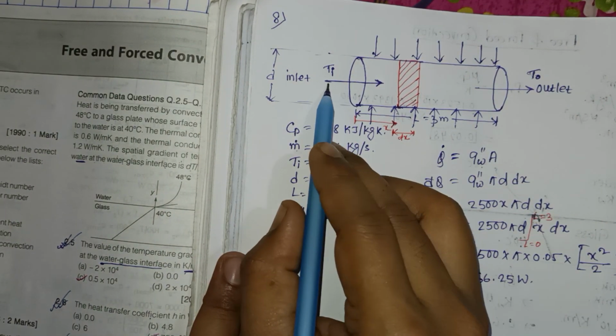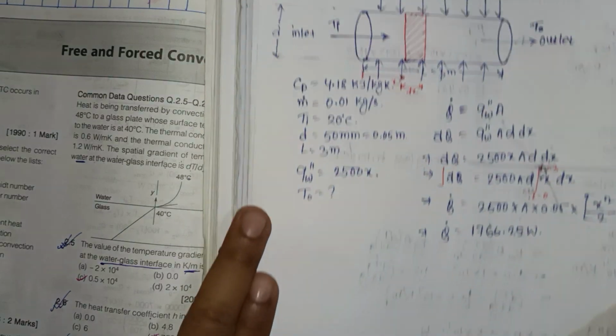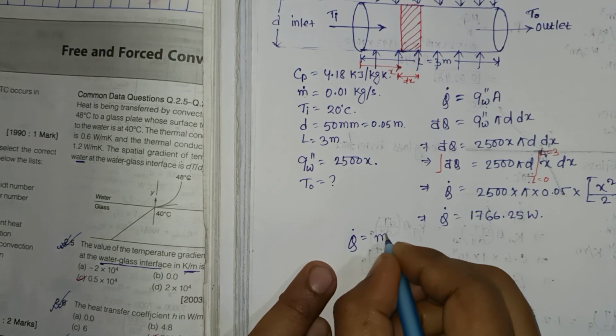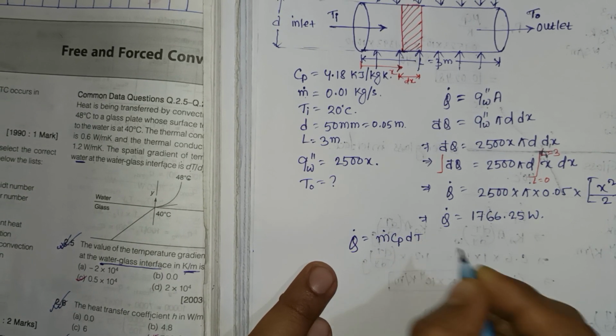Now, water is flowing through this pipe. So the heat transfer rate is also equal to m dot Cp into dT.